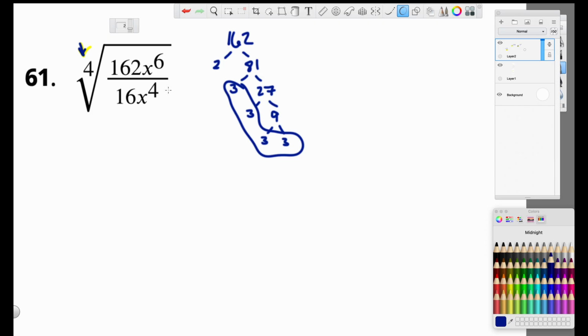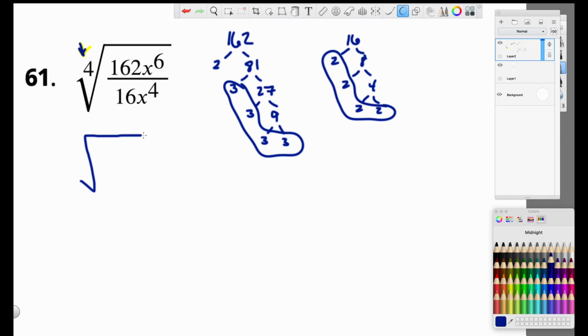And 16: 2 and 8, 2 and 4, 2 and 2. This whole thing is a set of 4. We'll leave this in radical form for a second here. So my numerator is going to be 3 to the 4th times 2.